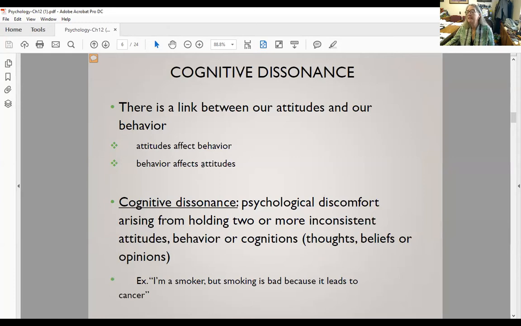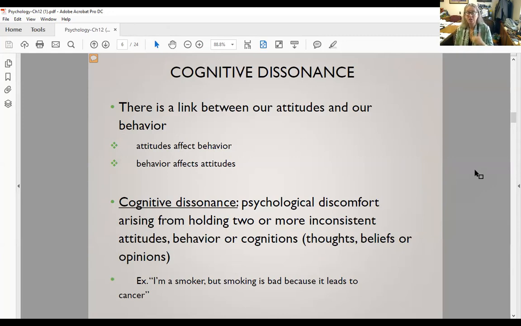So cognitive dissonance theory says, as the slide says, psychological discomfort that arises from holding two or more inconsistent attitudes, behaviors, or cognitions. Like, I'm a smoker, but smoking is bad and it leads to cancer. So what are you going to do? You can either change your attitude and say, smoking's not that bad. Well, that's going to be pretty hard to do.